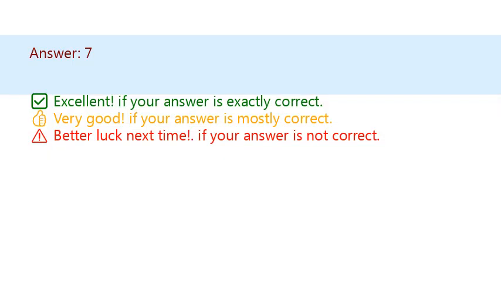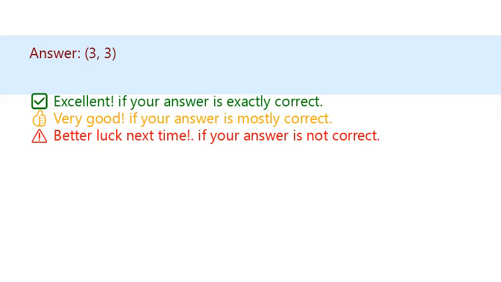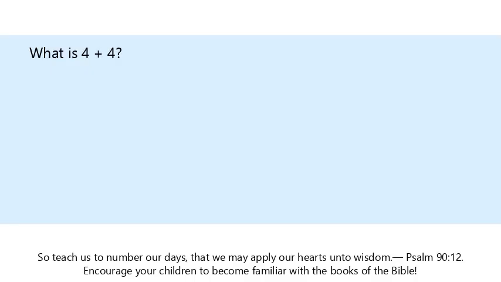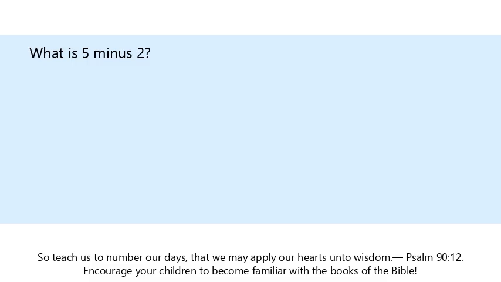Answer: 7. What are the coordinates of the object at column 3, row 3? Answer: 3, 3. What is 4 plus 4? Answer: 8. What is 5 minus 2?